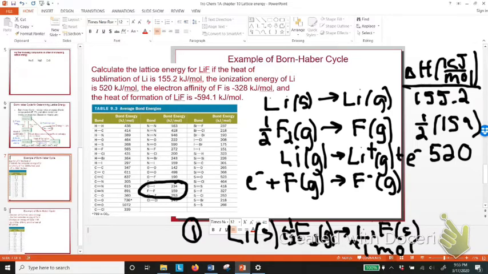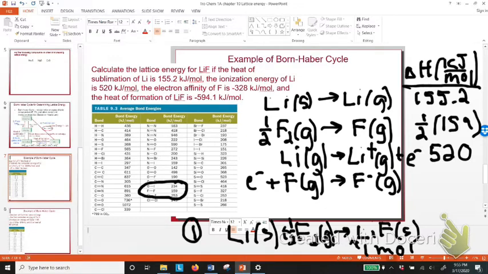So we had 1 mole of lithium produced in the first reaction, so notice I put 1 mole in the third reaction. If I had produced 2 moles of lithium in the first reaction, I would have needed 2 moles of lithium in the third reaction. So always make sure you use the same number because we're going to have to cancel them out.